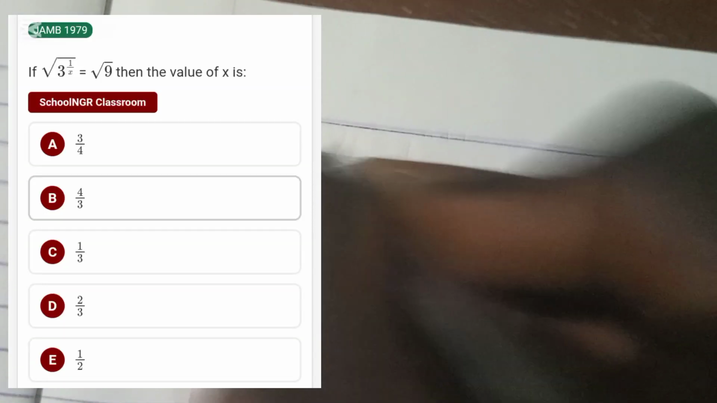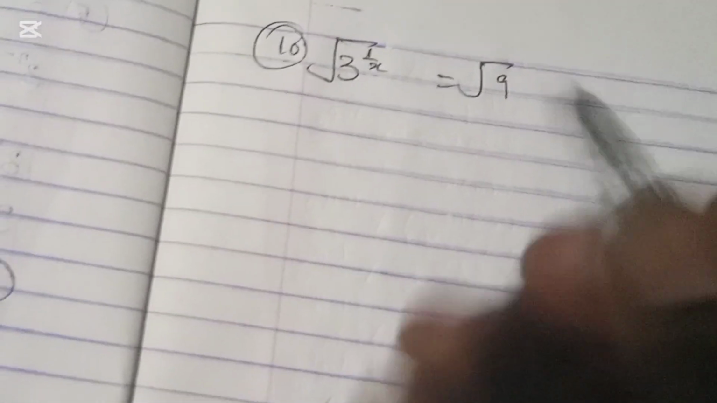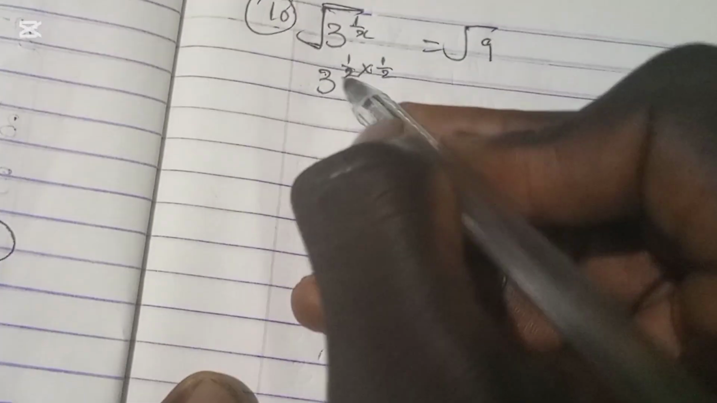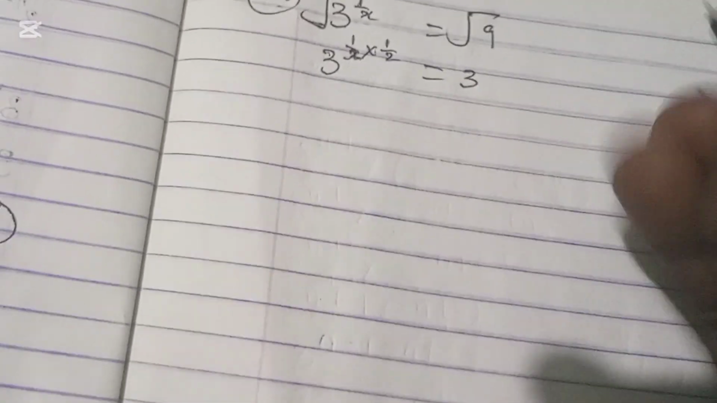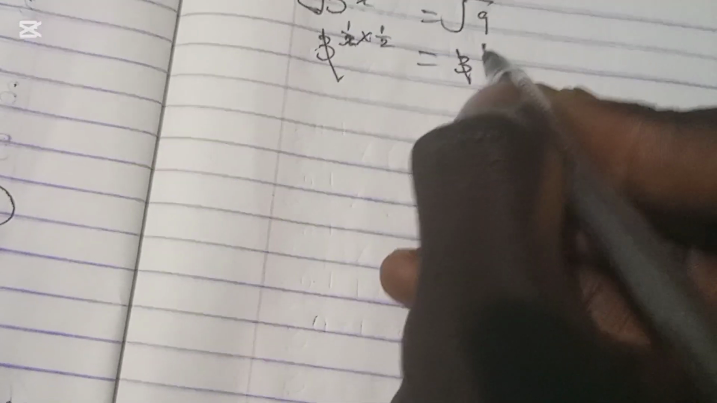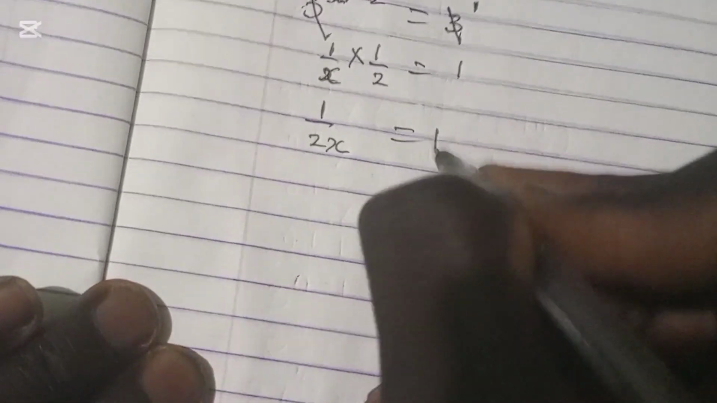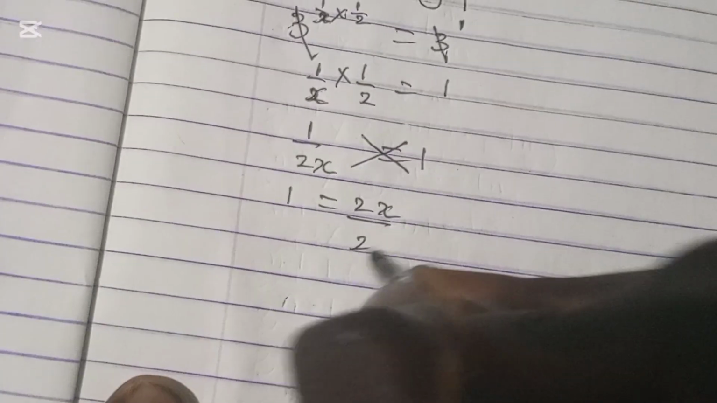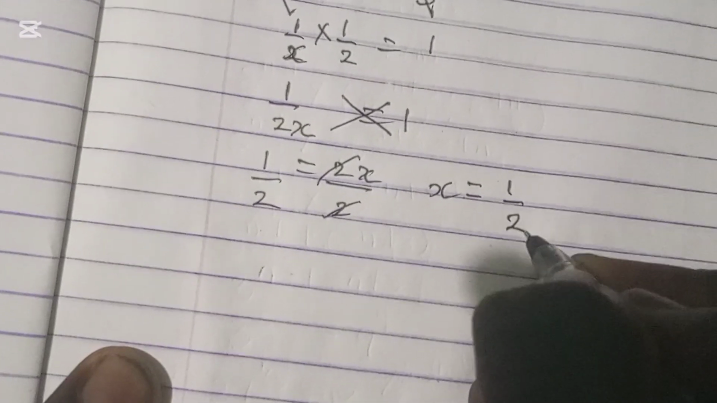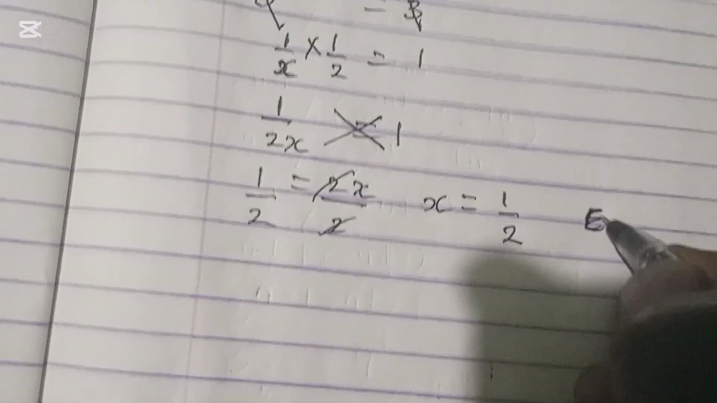I think this is simple and straightforward. You have 3 raised to the power 1 over x equal to root 9. So if you want to solve this, it is like saying 3 raised to the power 1 over x times this root, which means 1 over 2, equal to 3. So this goes with this. This is having 1 over here. So that's 1 over x times 1 over 2 equal to 1. So you'll be having 1 over 2x equal to 1. Cross multiply: 1 equal to 2x. Divide both sides by 2. X will give you 1 over 2. And that's option E.